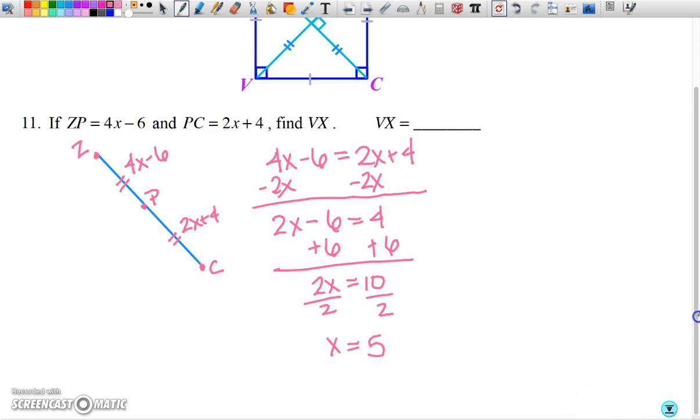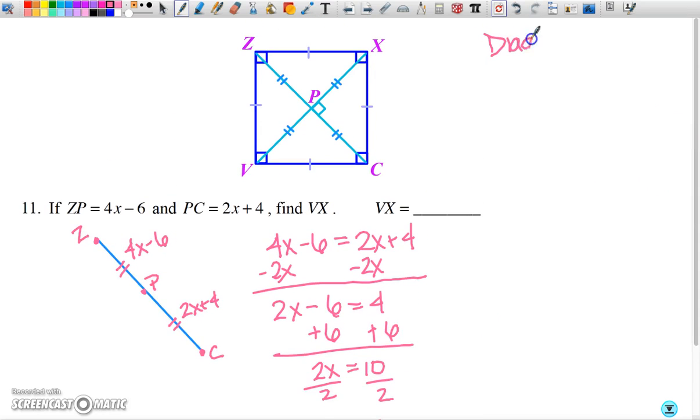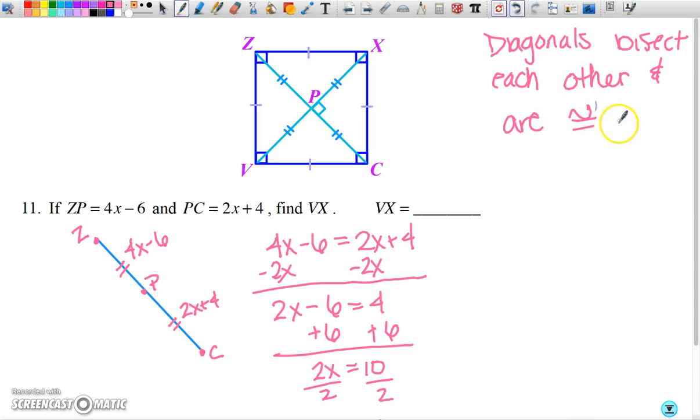Now, go back and double check what information it's asking for. It's asking you for VX. Well, we know that the diagonals bisect each other, but also they are congruent to one another. So if we find what ZC is, it's going to give us the exact same measurement as VX.